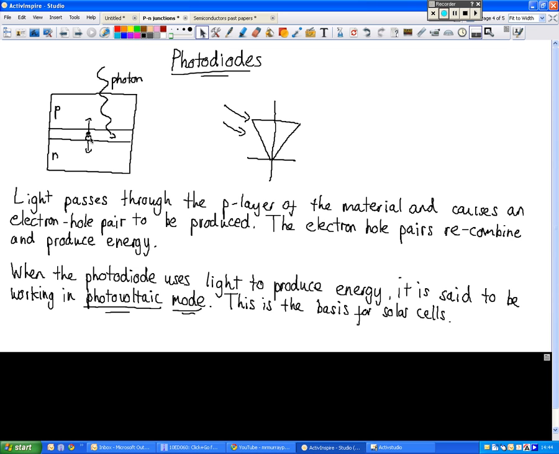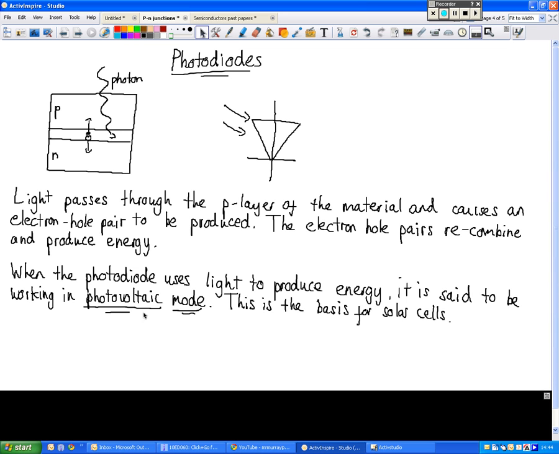So it produces an electron hole pair in the depletion layer here, and then they go off to combine with electrons and holes respectively, and they release energy in the process. And that energy is really a voltage. It registers as a voltage or a flow of electric current. So this is how solar cells work, because you shine light upon the depletion layer. That causes an electron hole pair to be produced. You get movement of charge, you get electricity being produced.